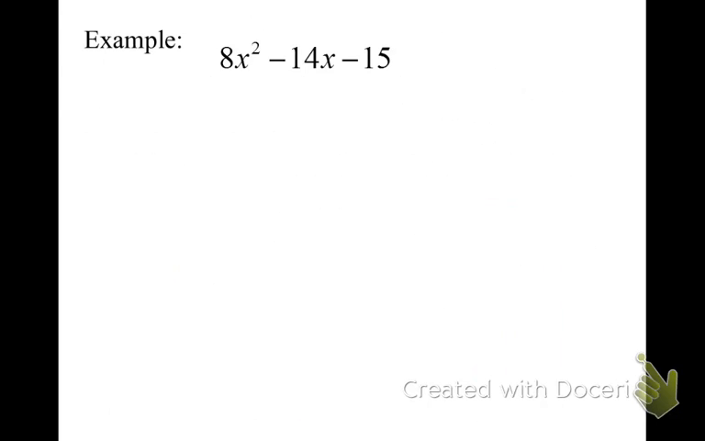So here's our example problem: 8x squared minus 14x minus 15. Is it possible for you to factor this by trial and error? Well, sure it is. It's just that 8 is a composite number, so it's going to take a lot of different iterations to factor it out, so we can use the four-step method.